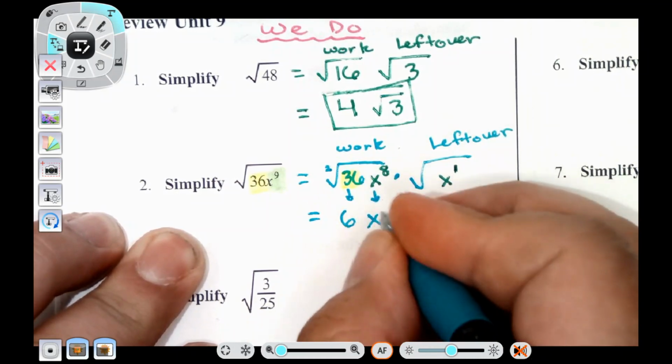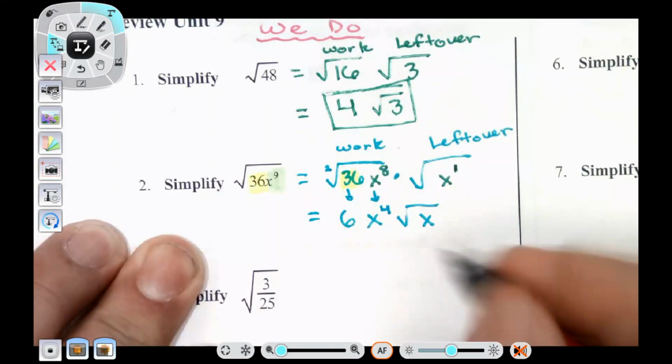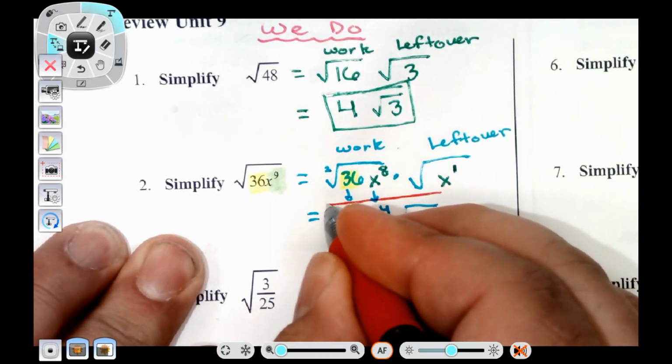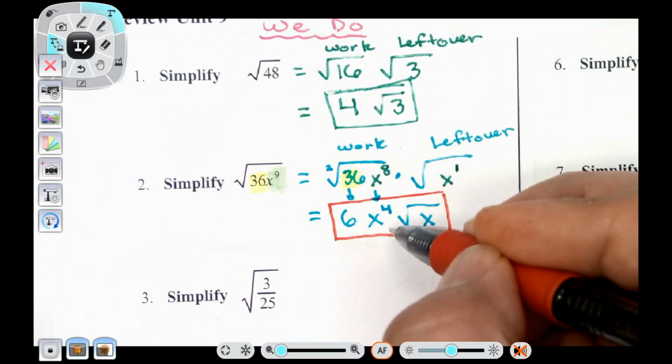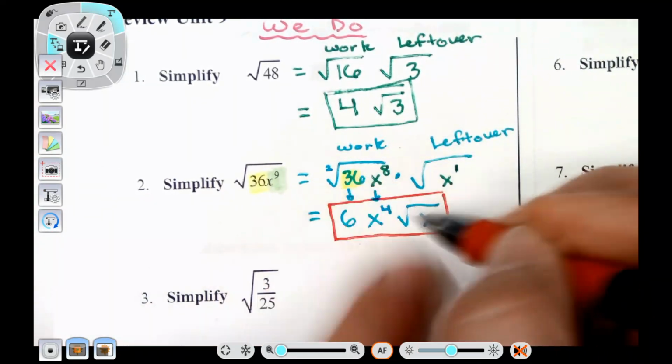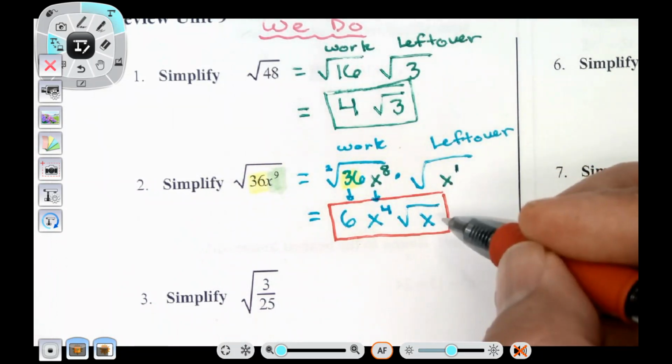So 8 divided by 2, there's our 4. And just like that, there's the answer to this problem. Remember, letters get cut, right? We cut them right in half. The 9 didn't work, so I split it so that the 8 can be cut in half. And yes, this is always going to be a 1.